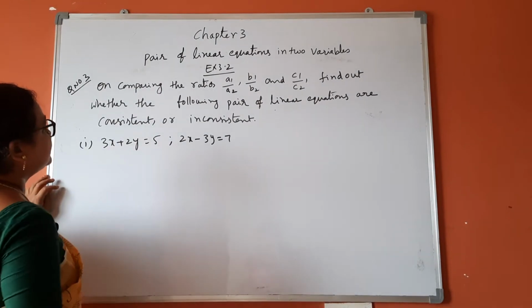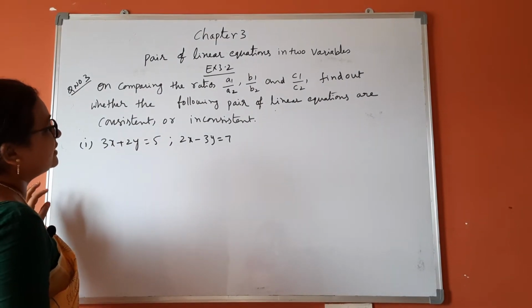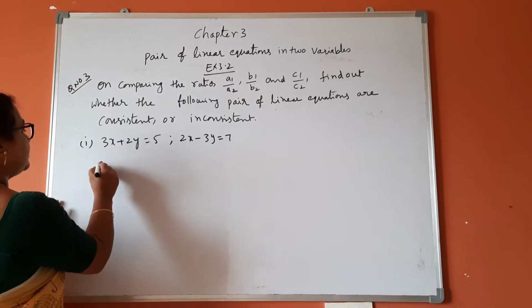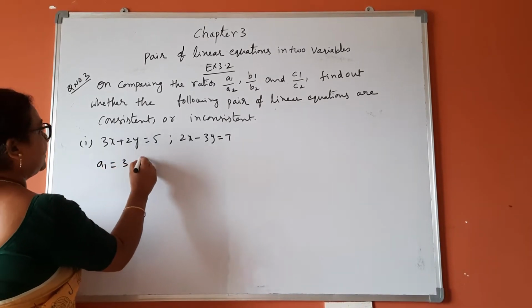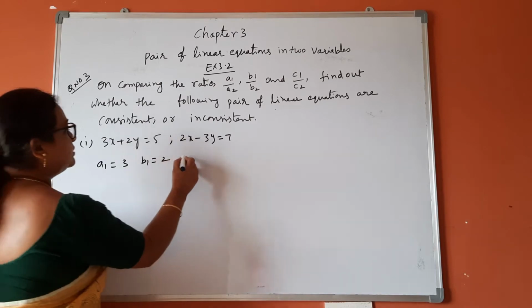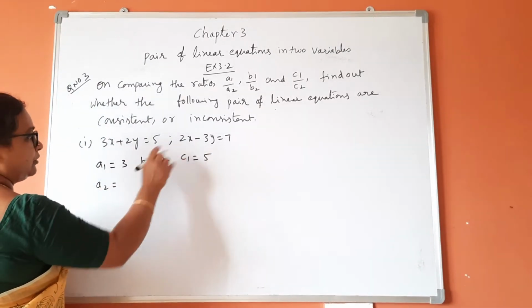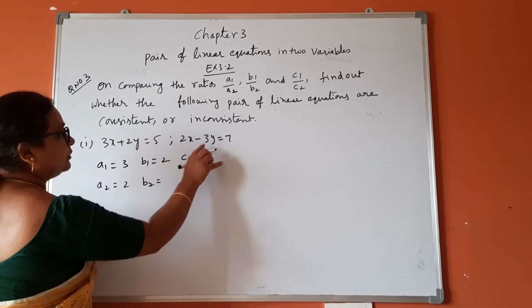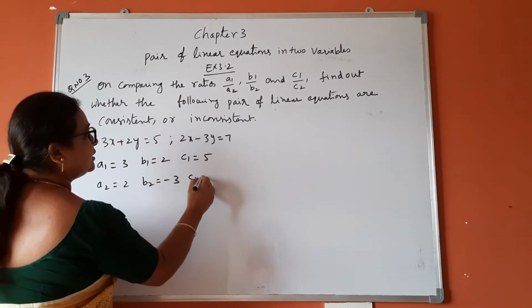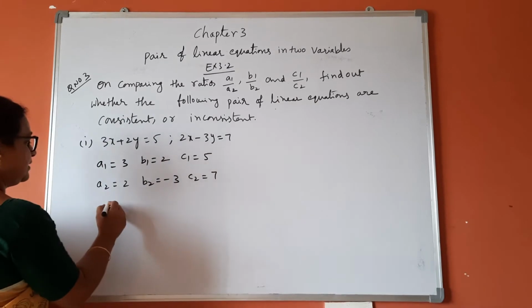3x plus 2y is equal to 5. 2x minus 3y is equal to 7. So, A1 is 3, B1 is 2, C1 is 5, A2 is 2, B2 is minus 3, C2 is 7.